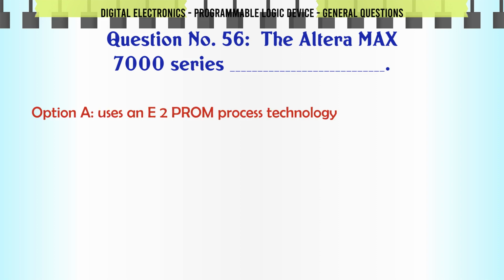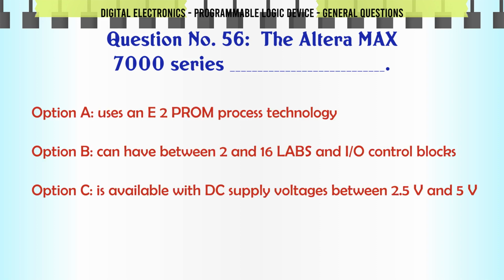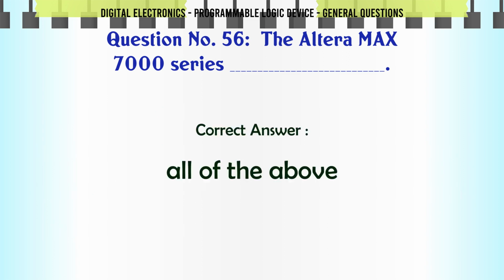The Altera MAX 7000 series A. Uses an EEPROM process technology. B. Can have between 2 and 16 LABs and I/O control blocks. C. Is available with DC supply voltages between 2.5V and 5V. D. All of the above. The correct answer is all of the above.